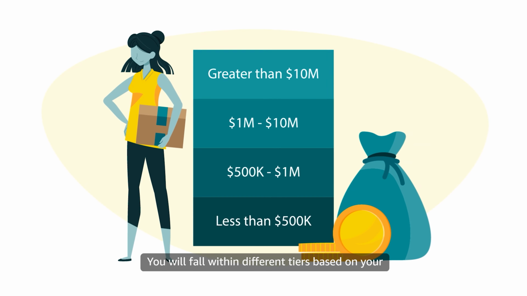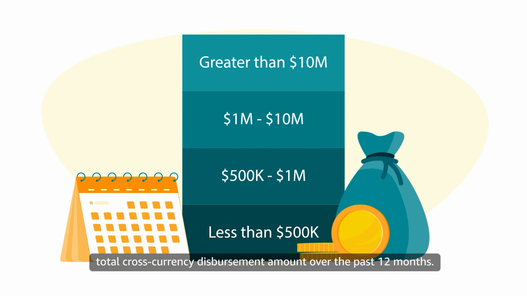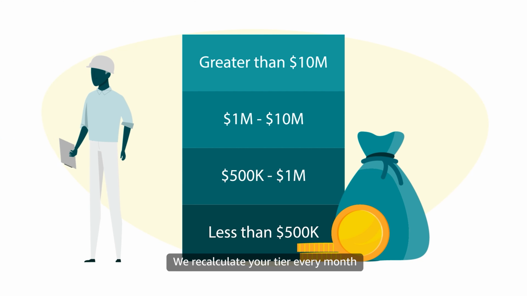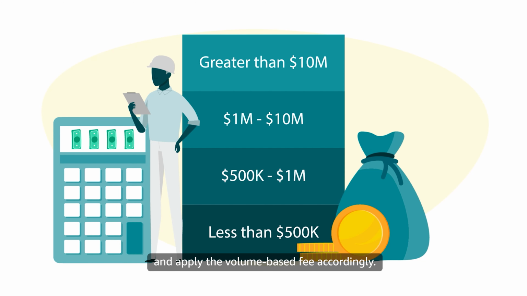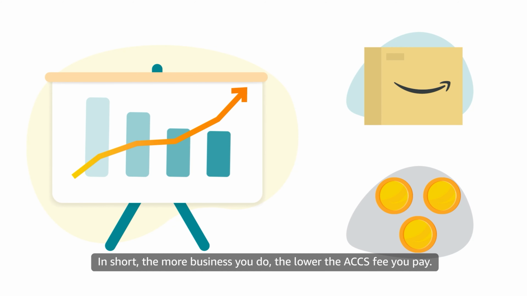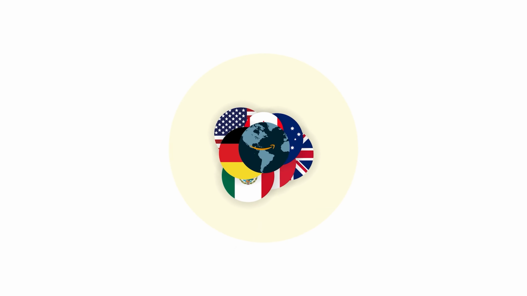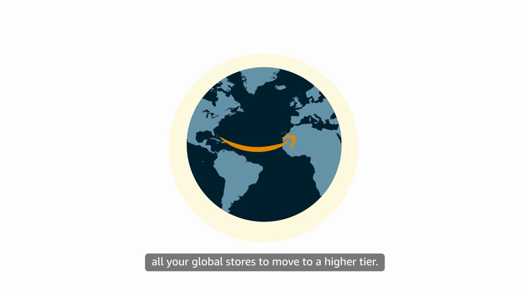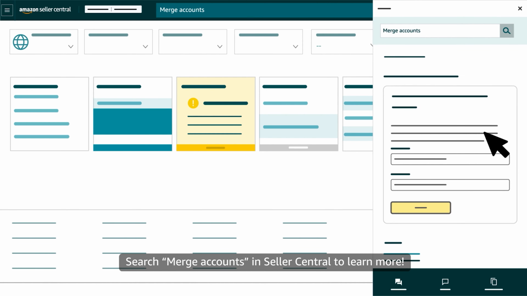You will fall within different tiers based on your total cross-currency disbursement amount over the past 12 months. We recalculate your tier every month and apply the volume-based fee accordingly. In short, the more business you do, the lower the ACCS fee you pay. Another way to lower your fee is to merge all your global stores to move to a higher tier. Search Merge Accounts in Seller Central to learn more.